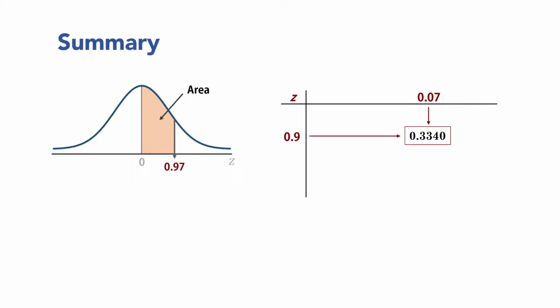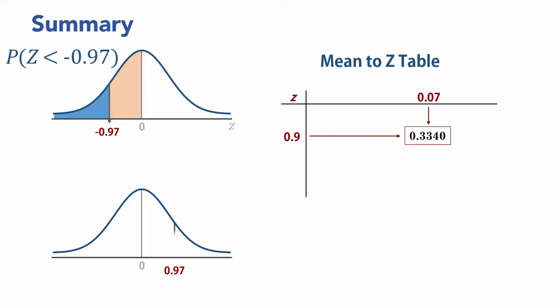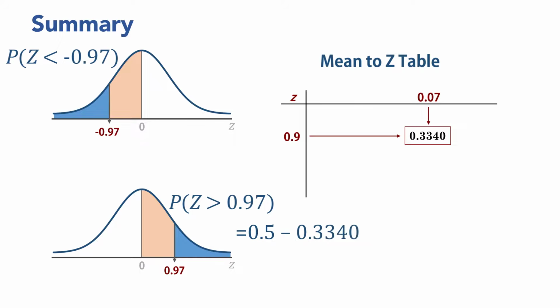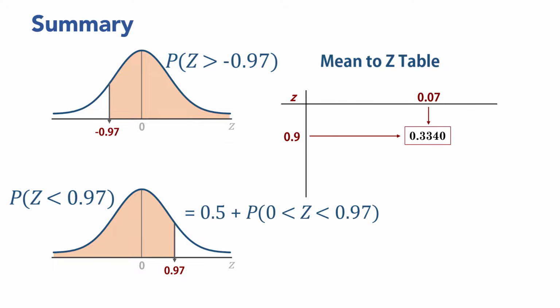In summary, to find the area from z equals 0 to any z value in the mean to z table, just look up the area in the table, and if you have a negative z value, the area from 0 is the same as the area for the positive z value due to symmetry. You can also obtain the area in the tail of the curve, whether for a negative or a positive value of z, by subtracting the 0 to z area from 0.5. If you want the area above a negative z value or below a positive z value, then add 0.5 to the area in the table.